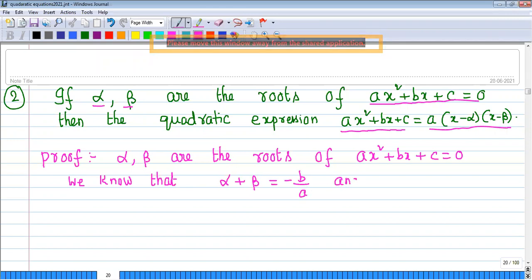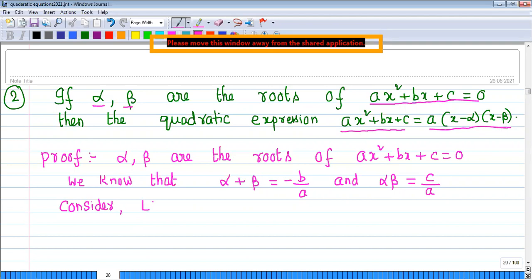And what is the value of alpha beta? C by a, or c upon a. Now we need to prove this one. Now consider the left hand side. On the left hand side we have an expression, not an equation. Consider LHS. What is LHS? ax square plus bx plus c.